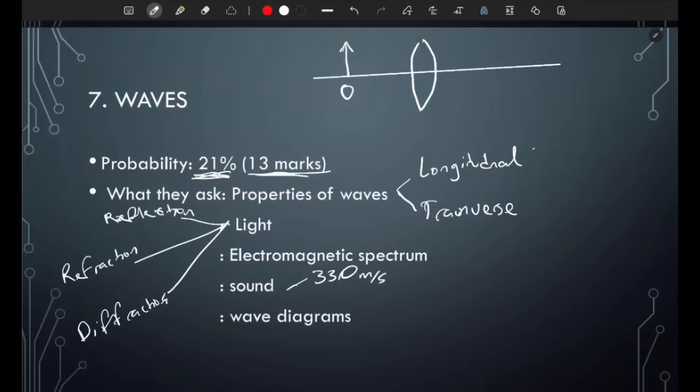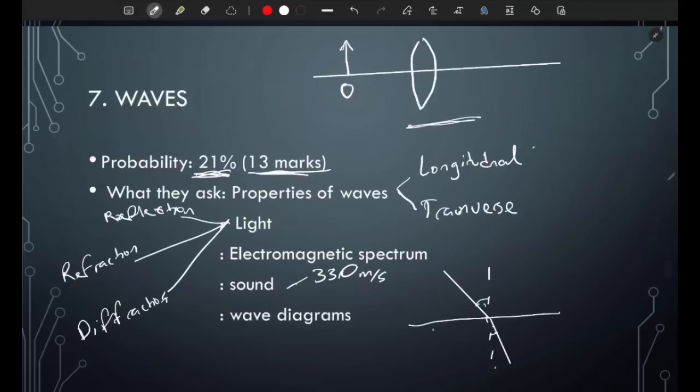Next one is wave diagrams. They can give you different types of wave diagrams. This is one of the wave diagrams I've been talking about. And they can also give you diagrams for refraction or reflection. So they can give you a diagram like this and ask you to calculate the refractive index given these two angles, or different types of questions.